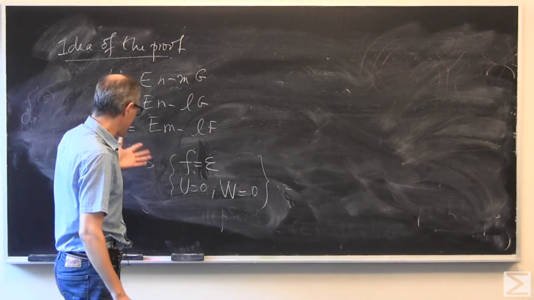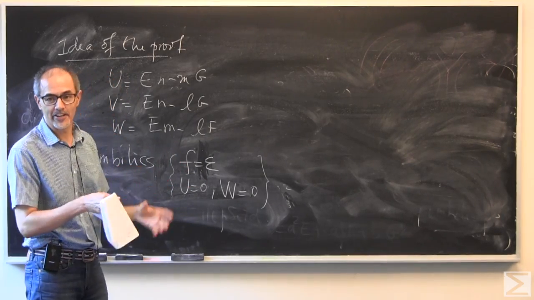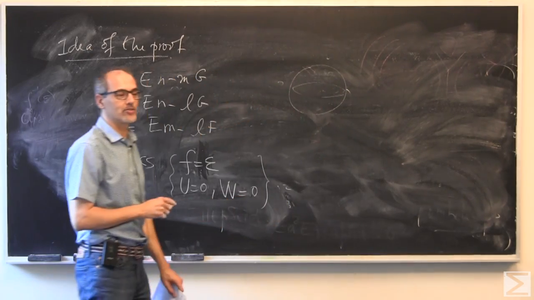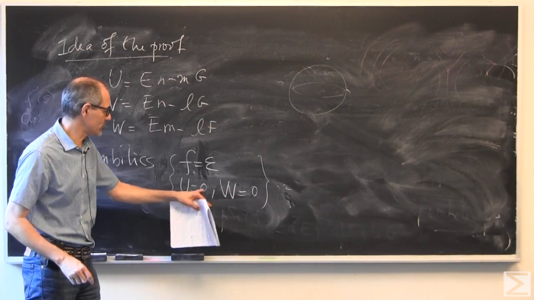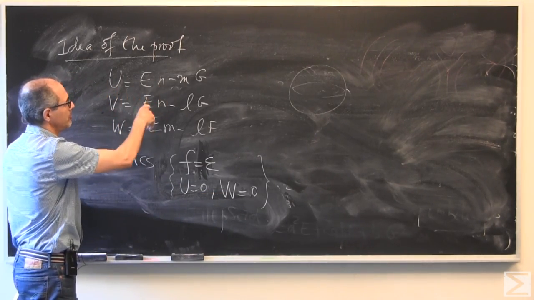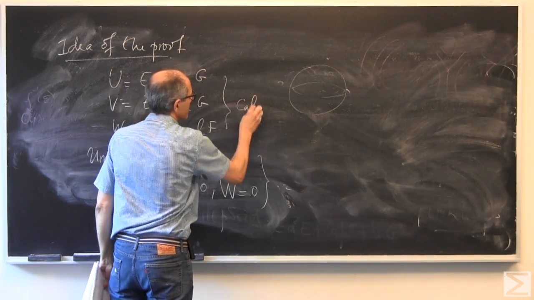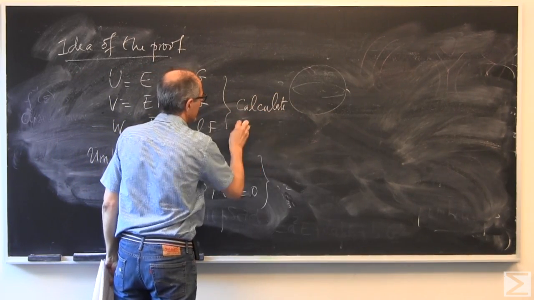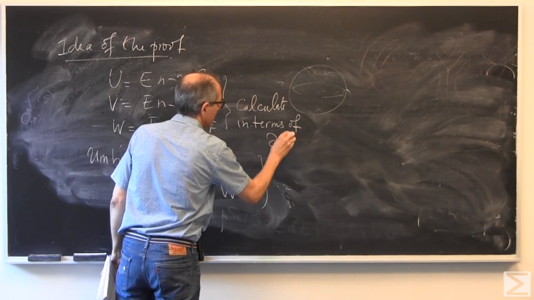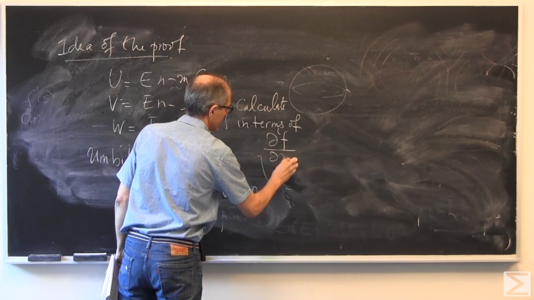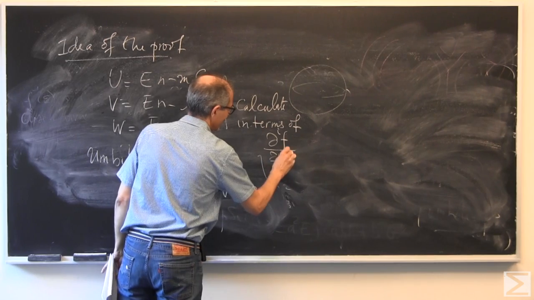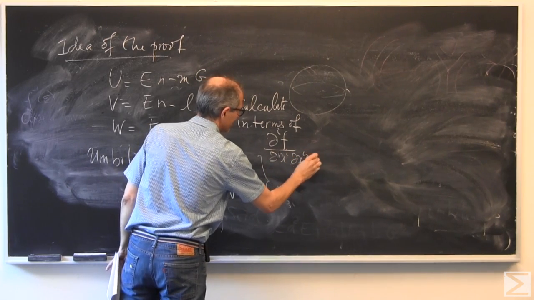So the idea, F equal to epsilon is a sphere. Yeah, F equal to epsilon is not a sphere, it's a closed set. You know it's a closed set. So you want to understand where U equals zero and W equals zero. This you can calculate in terms of dFi over dx, a1, dx i2 y.